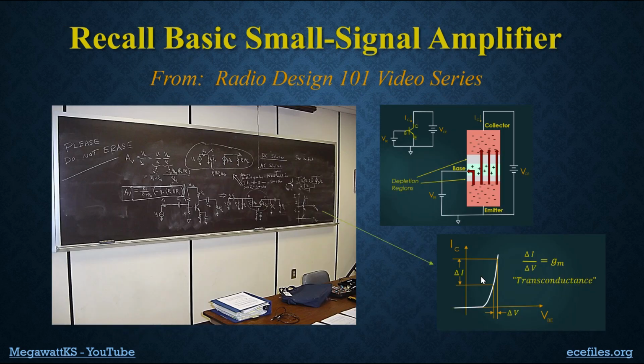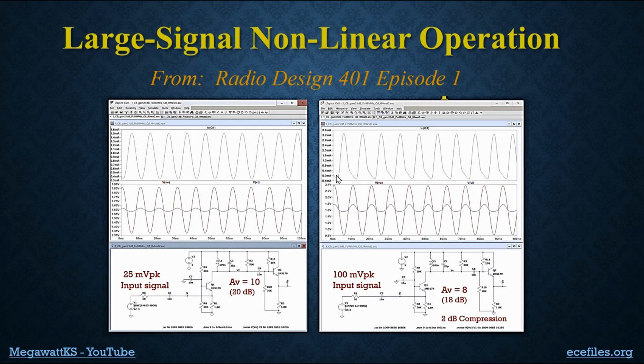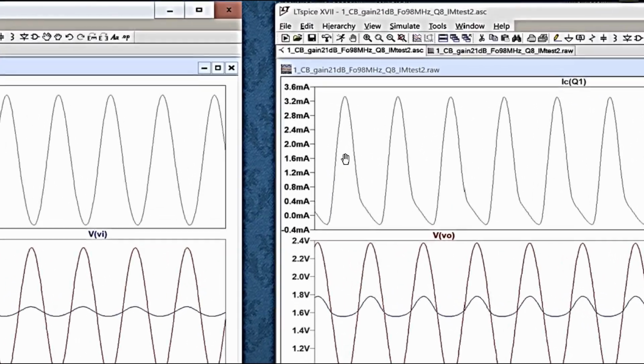Well, remember what we talked about here. As the base emitter voltage changes, the collector current should change linearly, but it doesn't if the signal is big enough. And we can see that in this waveform, which is the current waveform, the collector current waveform. It's got it very distorted and somewhat compressed down here.